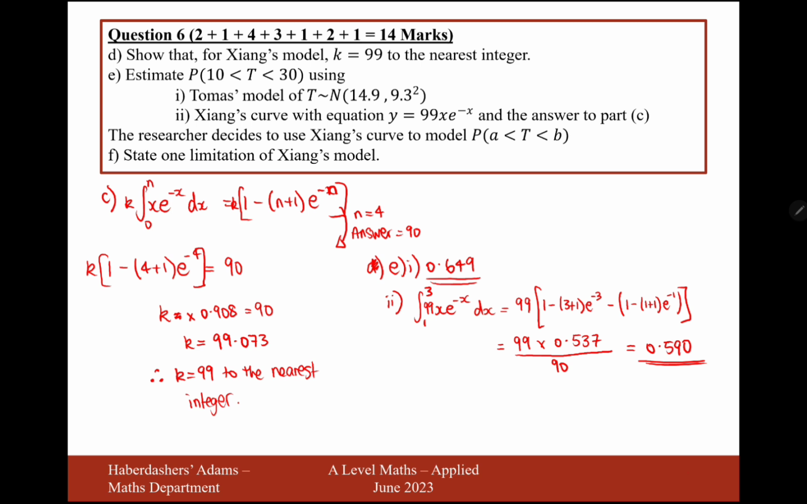The researcher decides to use Zhang's curve to model a probability between A and B. State one limitation of Zhang's model. The limitation there is that the patients may stay longer than 40 hours. That's what the mark scheme recommends. So there we are, that's the answer to question 6, a very tricky stats question. Hopefully that's all made sense though, and thanks for watching.